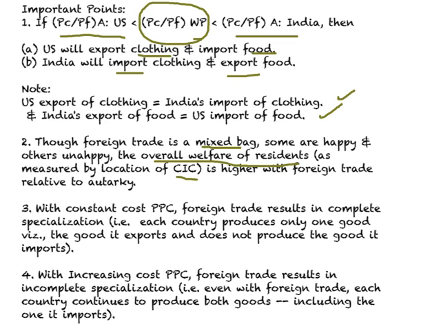Another thing we know is, when we have constant cost PPC, foreign trade results in complete specialization. That is, each country produces only one good and stops producing the other good. However, with increasing cost PPC, we know foreign trade results in incomplete specialization. That simply means that both countries will continue to produce both goods even under foreign trade.